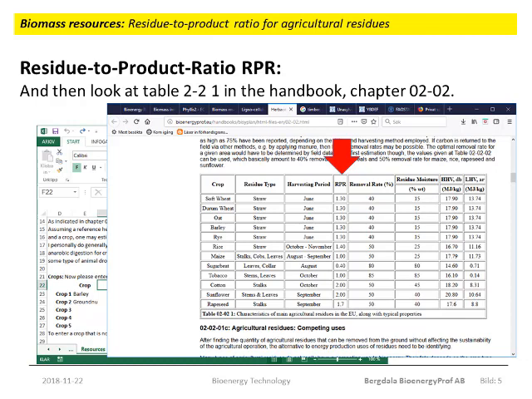There are also other local and regional factors to take into account when you are making resource estimates. Some such factors are the removal rate, competing uses of the residues, and the quality of the material. These factors are discussed briefly in chapter 2.2.1 in the handbook.